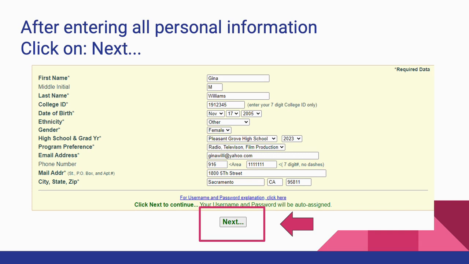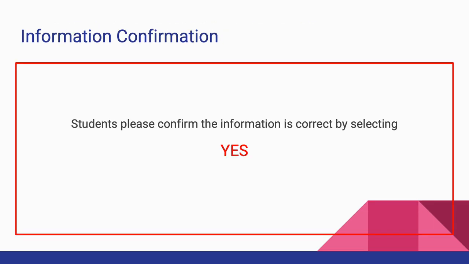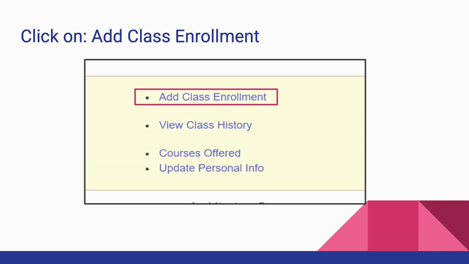After you have entered in all of your personal information and you've looked it over and it looks correct and you have used a personal email address, not an EGUSD email address, then go ahead and click Next. This is the information confirmation. Students, please confirm the information is correct by selecting Yes. On this next screen, this is where you are going to enroll in your class. So go ahead and click on Add Class Enrollment.